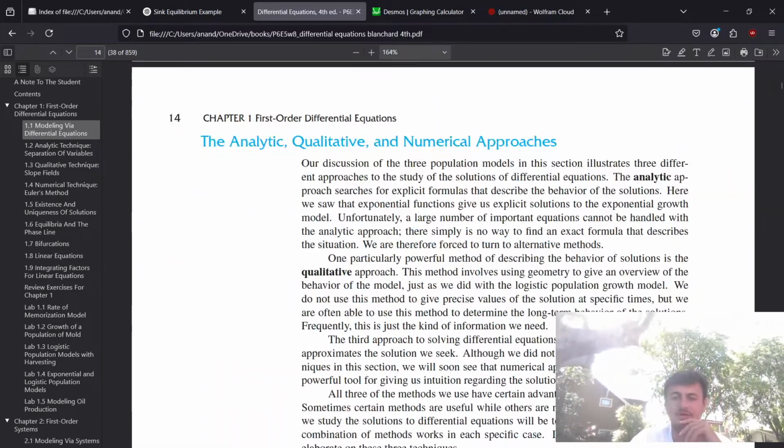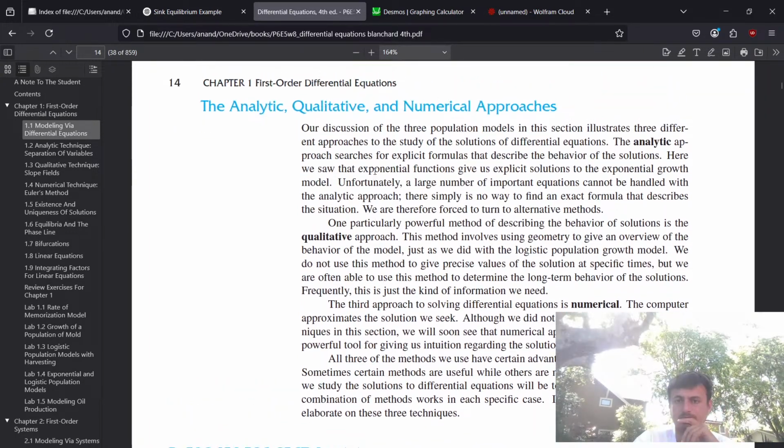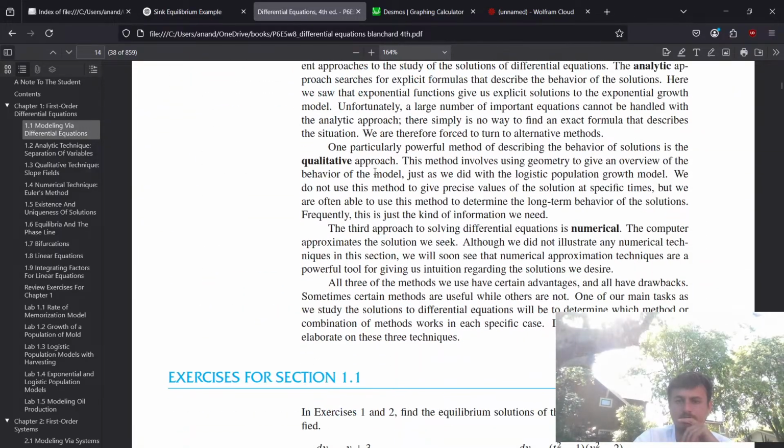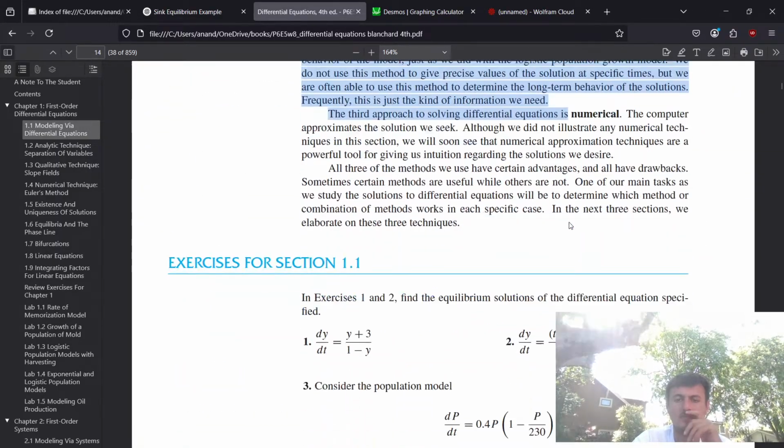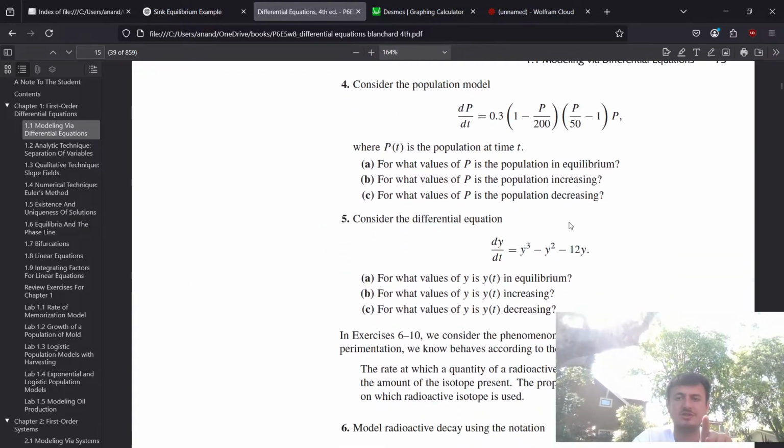Okay, so yep, composition. The three methods of studying DEs: qualitative, quantitative or analytic, I guess, and numerical. All right, so we're not going to actually do these exercises.